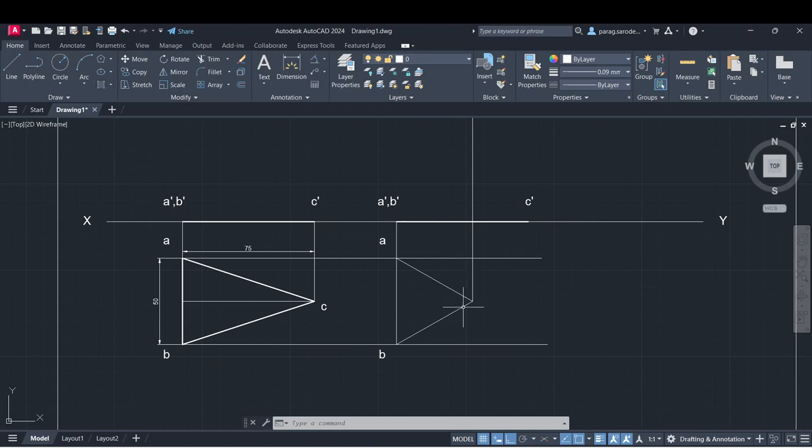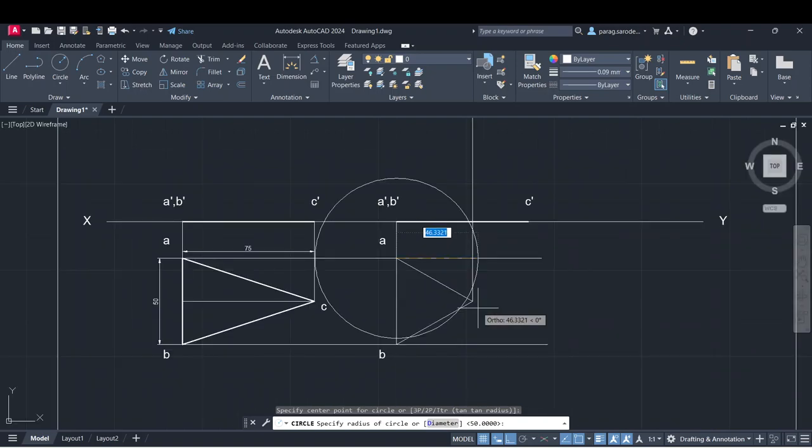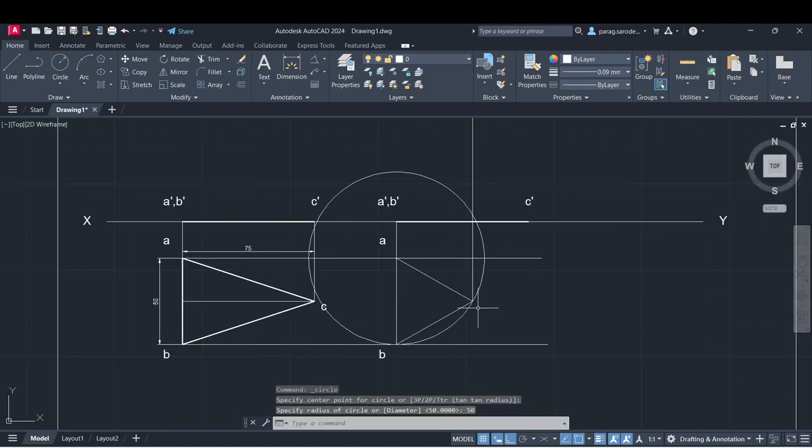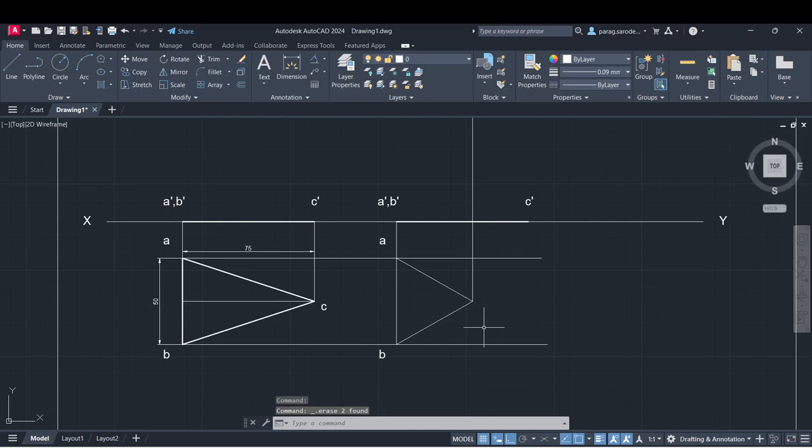Yes, sir. Okay. Now to locate the C, what have we done? To locate the C, we have taken this A dash and we have taken a radius of 50, enter. Right? Then from the B point, we have taken 50. We can see that these two intersect here. So from this intersection point, we have joined a line to A. And from the same intersection, we have joined a line to B. Okay. So now, once we have this point, we delete this. Correct?